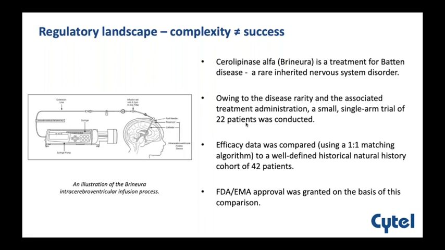The data scenario was that they had a single arm trial with 22 patients. It is a rare disease after all. And they had a well-defined historical natural history cohort of 42 patients. So it's not exactly the sample sizes that you can use to run advanced or sophisticated statistical adjustments. It really just becomes what's the mean in one group versus the other.